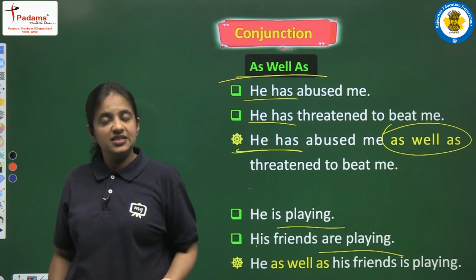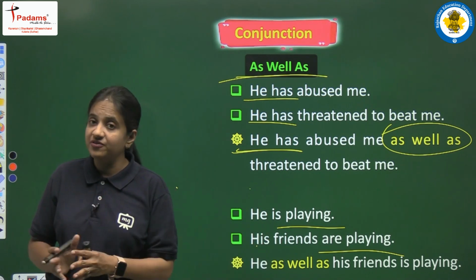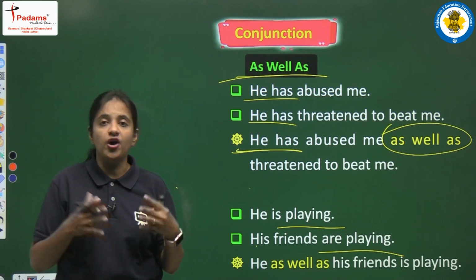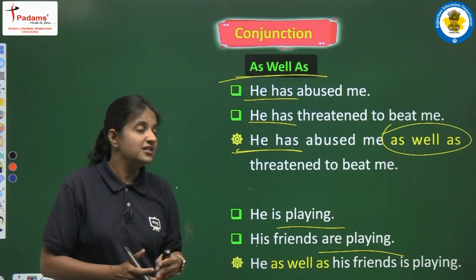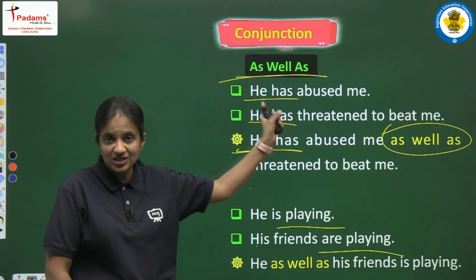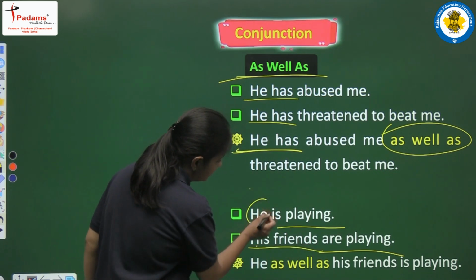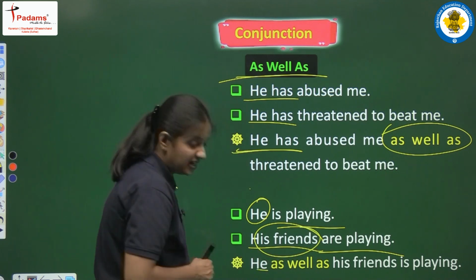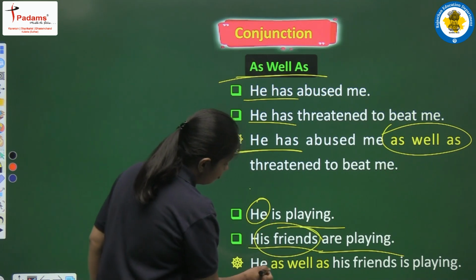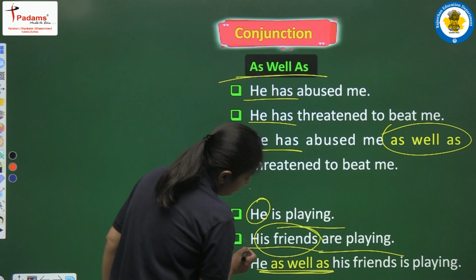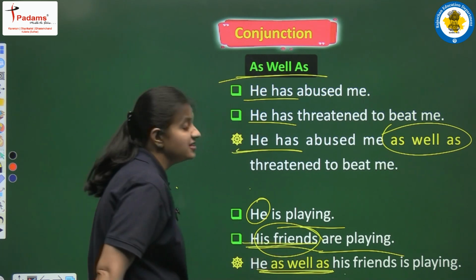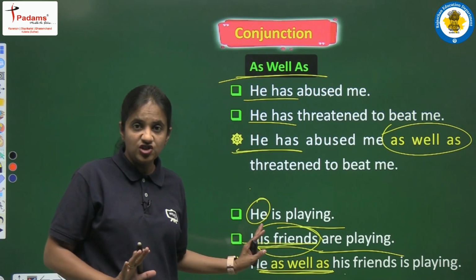Okay, so we can say that the subjects are different. Now here we have to join the subjects of the sentence using the conjunction that is as well as. So let's see how we can join he and his friends. First of all we write he. After that we write as well as, and then we connect the second thing, that is his friends. This much is clear.